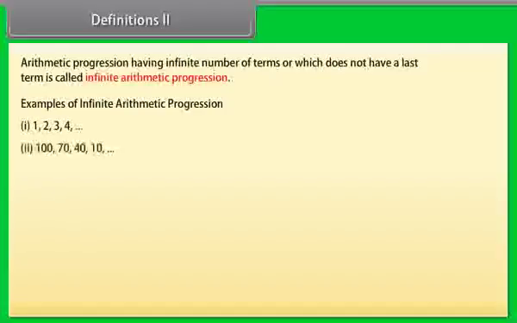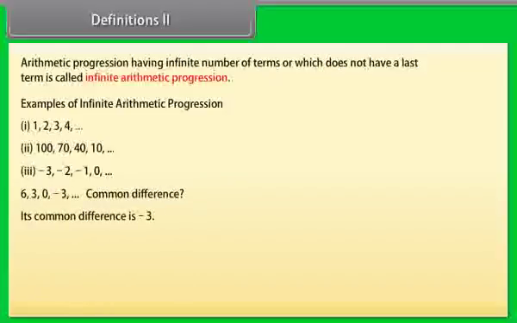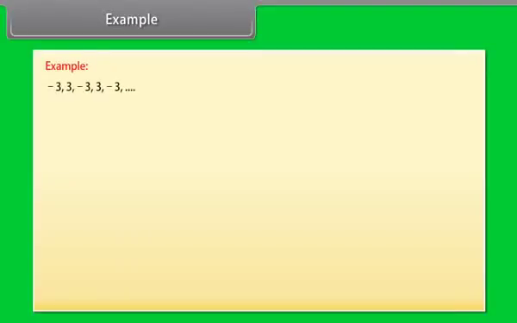Look at this sequence now. Can you tell its common difference? Yes, you're right. Its common difference is minus 3. In general, for an AP a1, a2, and so on till an, we have d as a(k+1) minus ak. Let us now solve some examples.